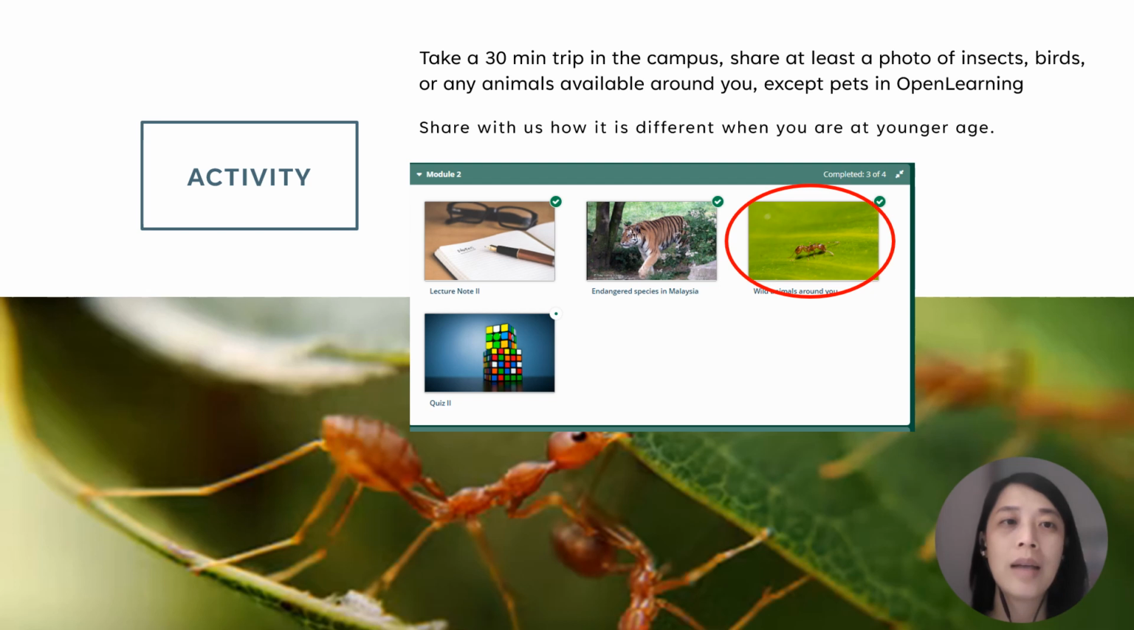This is the last and the most fun activity for you during this week. Take a 30-minute trip in the campus or around your house. Share a list of photos of insects, birds, or any other animals available around you in Open Learning.